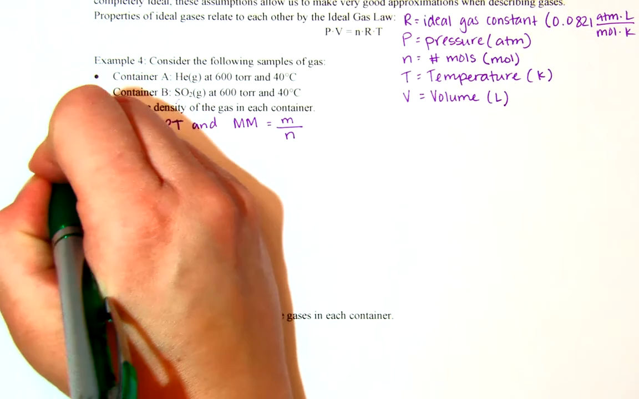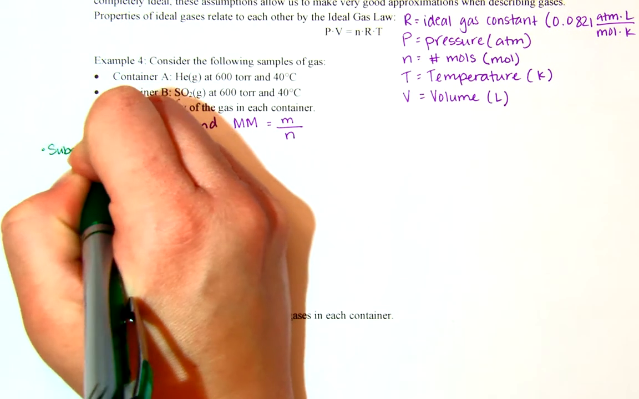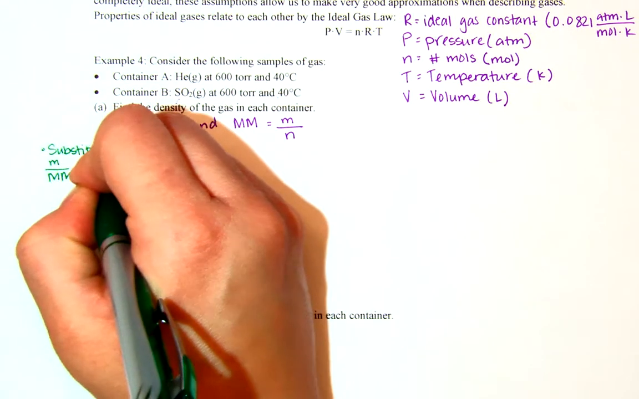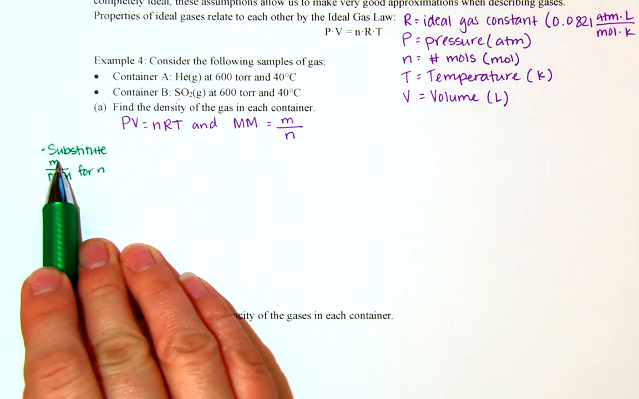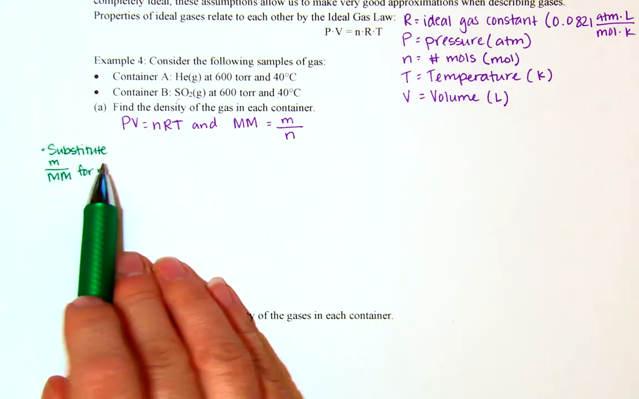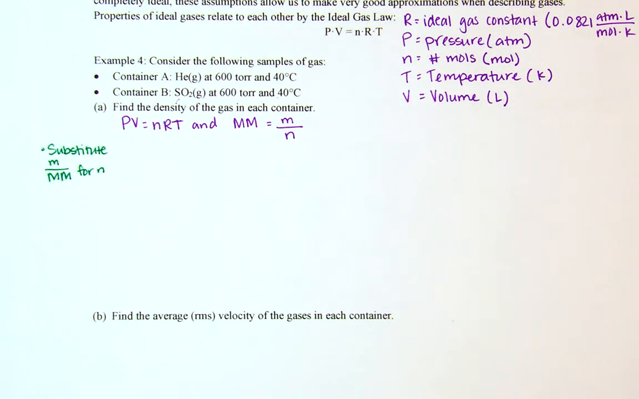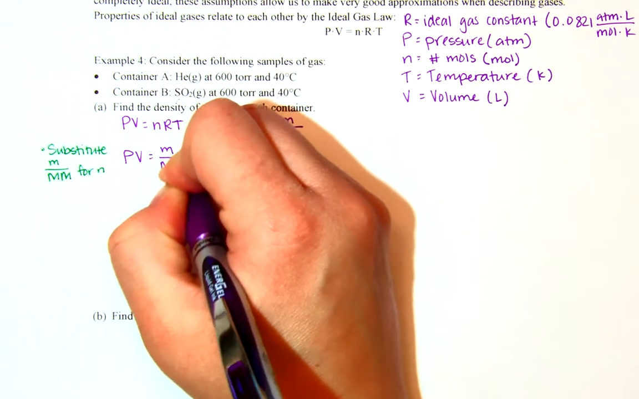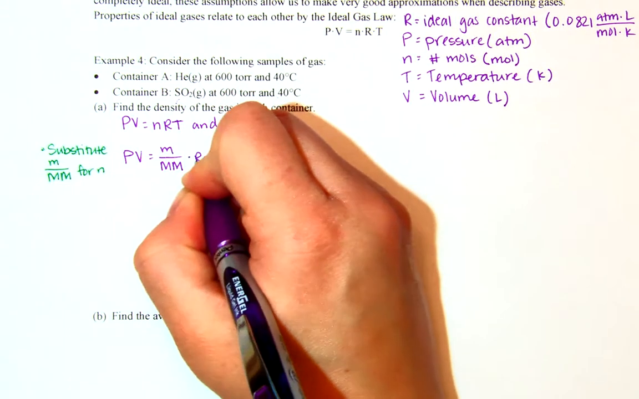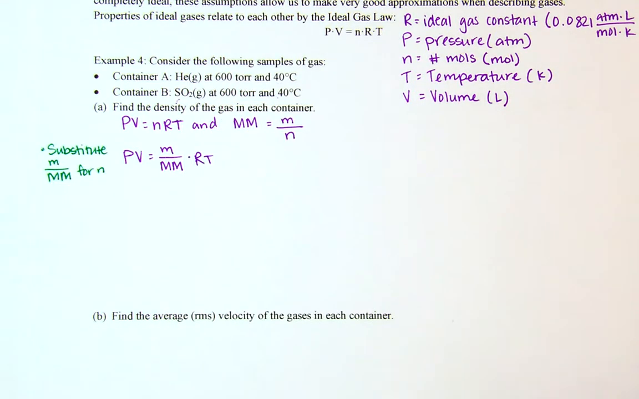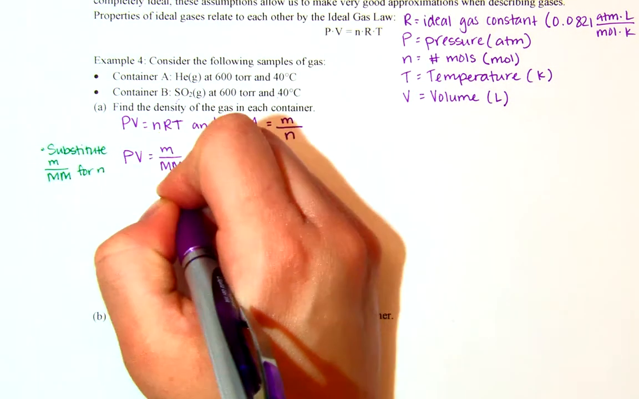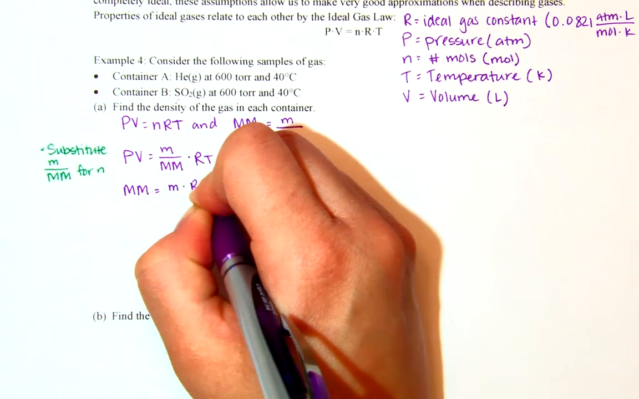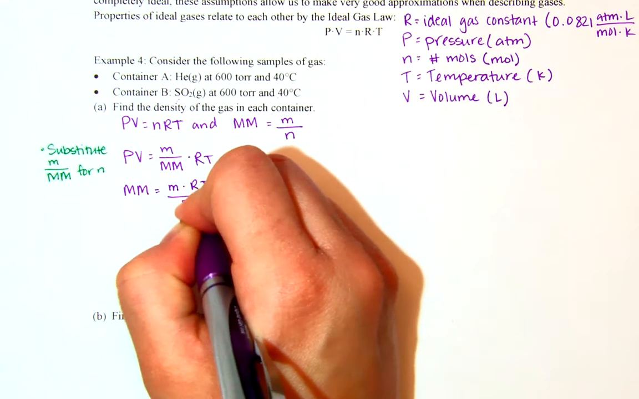So substitute first mass over molar mass for N, because grams over grams per mole just leaves you in moles. So that is N. So writing that out, we get PV equals M over big M times RT. Okay, next step, we're just going to rearrange this. Molar mass, getting that by itself, equals mass times RT over PV.